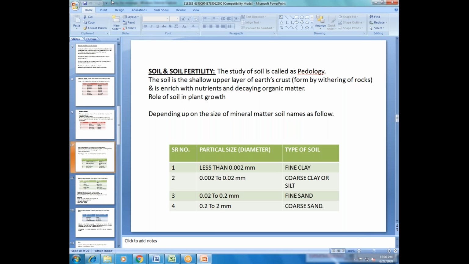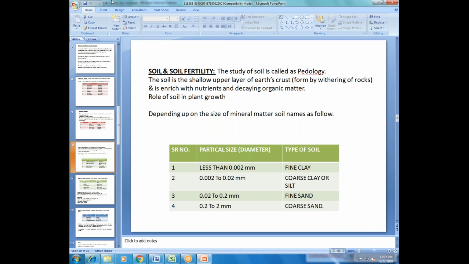The other one is 0.002 to 0.02 mm. This is coarse clay, or we call it silt. To an extent, the maximum number of plants grow in it because it neither holds too much water nor just drains it out. In the case of coarse sand, the fourth one, it just drains out. Only palms or desert plants grow there. In fine sand, many plants grow, as it holds about 60% of the water. So coarse clay or silt and fine sand are very suitable for most plants.